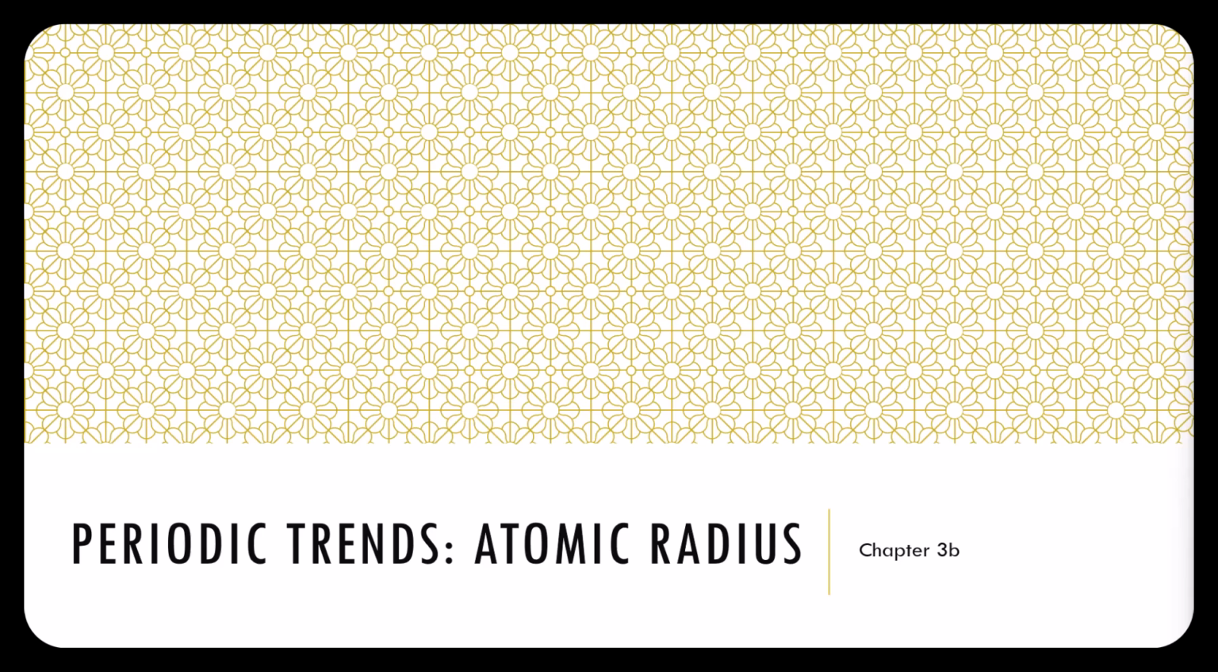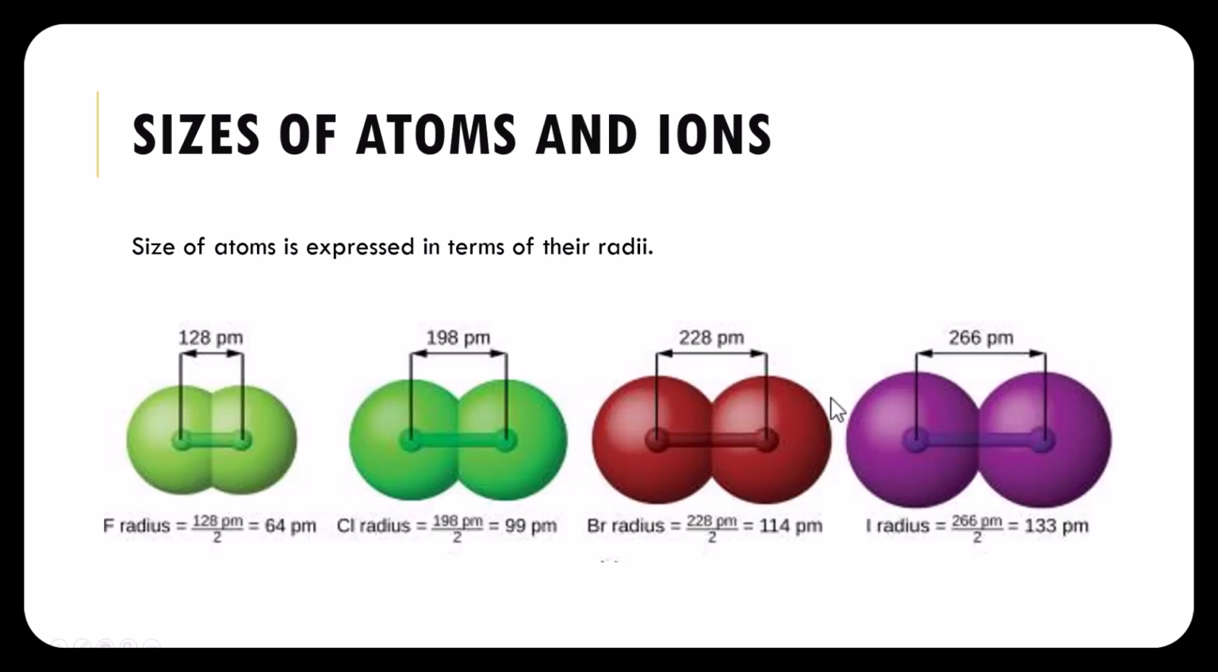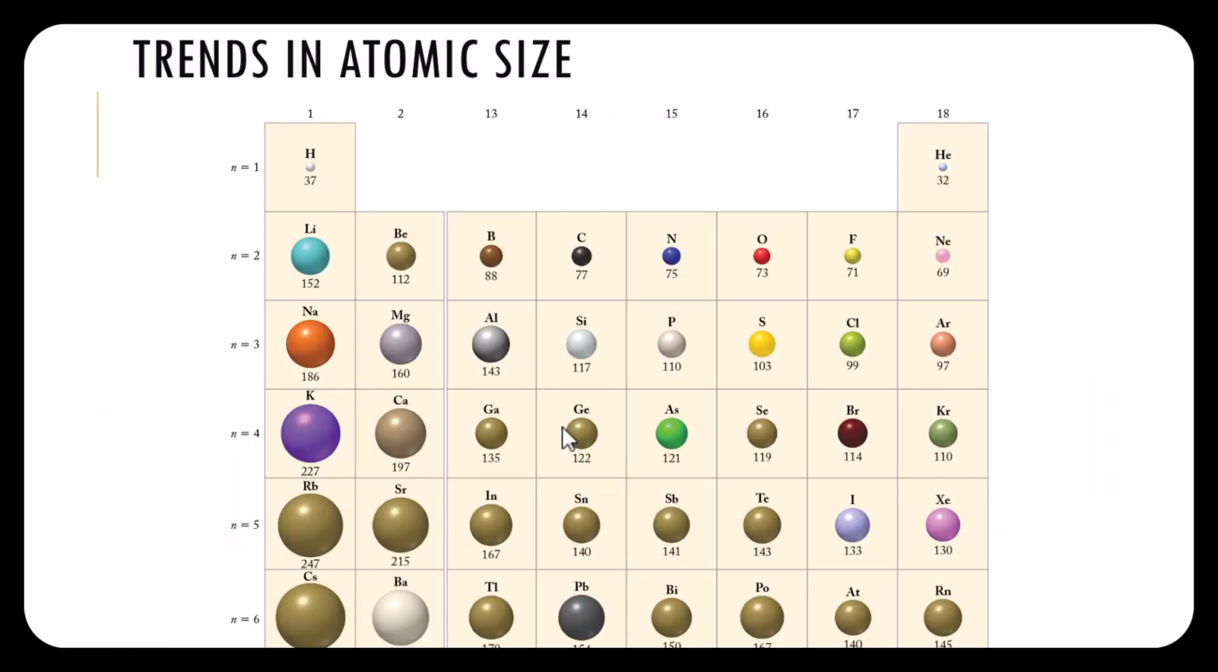In this video, we're going to talk about one of the very important atomic or periodic trends, and that is atomic radius, so the size of these atoms. So first, let's talk about how we measure atomic radius or how we measure atomic size. When we talk about the size of an atom, what we're talking about is the distance from the nucleus to that outermost electron, those valence electrons. That's how we're talking about atomic size.